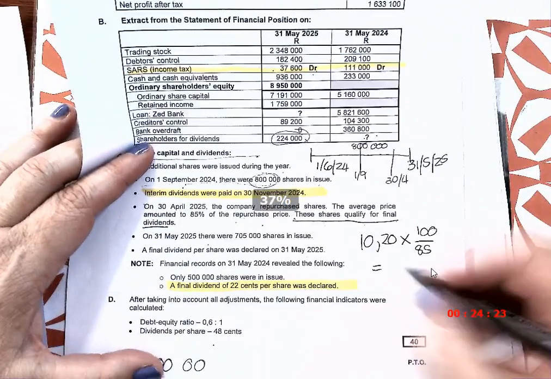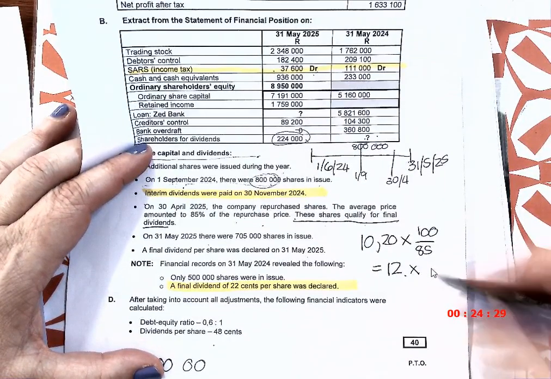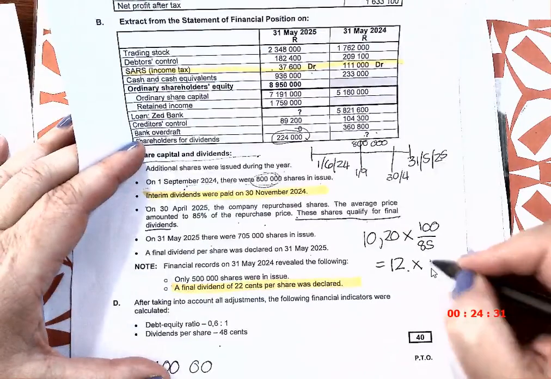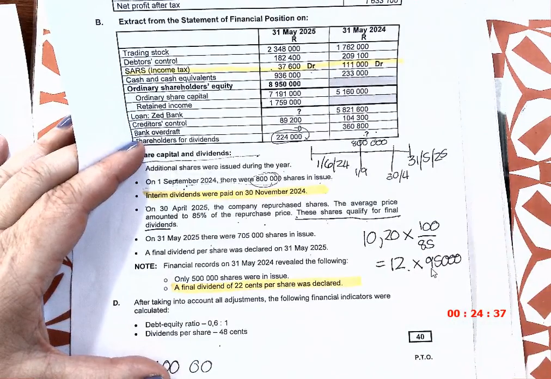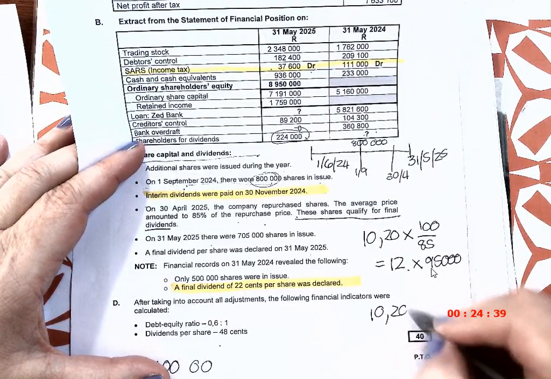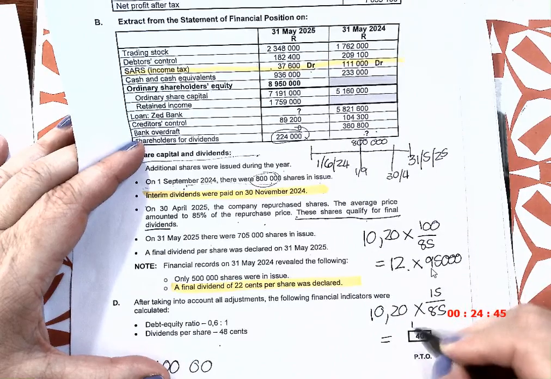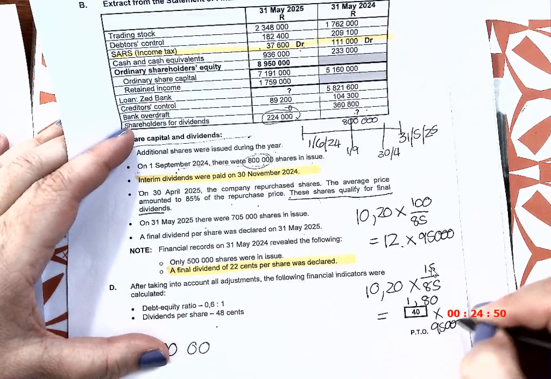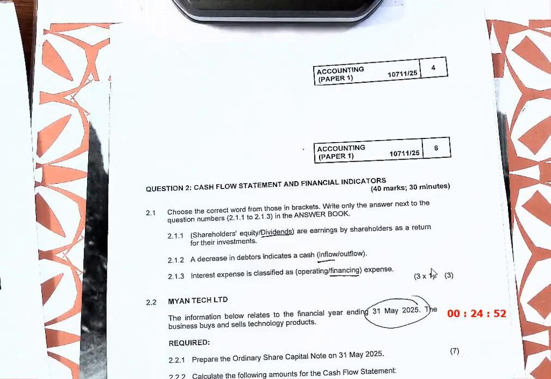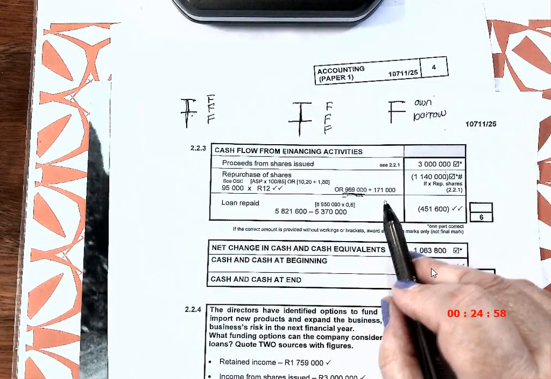Oh, why is this so big? 12 rand. So if I say 12 rand times the shares repurchased, which I calculated as 95, I get the repurchase price. Or I can say the 1020 times 15 over 85. Then I get 1 rand 80. The 1 rand 80 I can times with the 95, and whatever answer I get there, I can add to the 969. You guys get the two different methods?